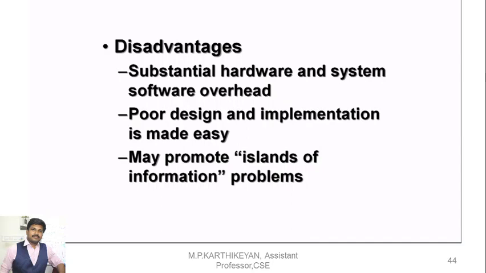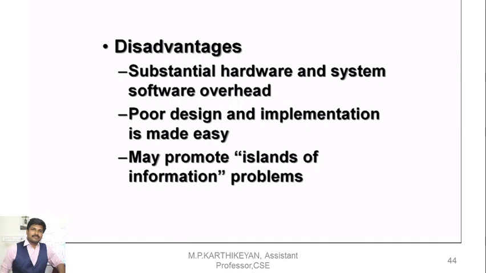And then, poor design and implementation is made easily. It doesn't mean that we are going to prepare a design which is so poor, but a design which is very simple is known as a poor design. It doesn't mean that we are designing it poorly. A very simple design which doesn't give an elaborate answer to the query is known as a poor design. So when that design is poor, then obviously the implementation is made easy. That is taken as one disadvantage.